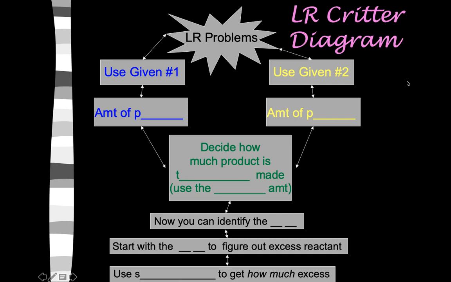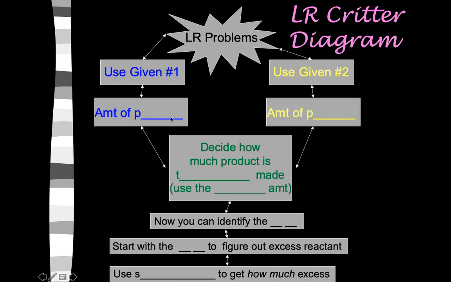All right, for your summary today, I want you to do this critter diagram. This reviews all of the steps that we just did to solve the LR question. So you start with your two givens, then think about what did we convert it to, amount of what? Then between those two numbers, we decided how much was made. What do we call this? It was a vocab word, starts with a T. Look back in your notes.